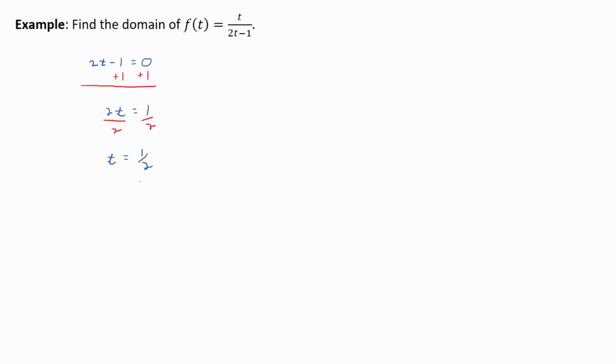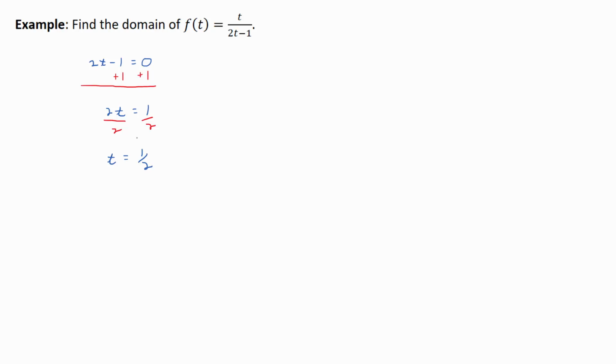Okay, but that's the value that t is not allowed to be, because that produces 0 in the denominator. That's the value you would plug in here. If you tried to plug it in there, you'd get 0 in the denominator. You're not allowed to divide by 0, not ever. So we have to restrict t equals 1/2 from the domain. There's no other value that's going to be a problem here in this particular function. So you can plug in anything else you want.